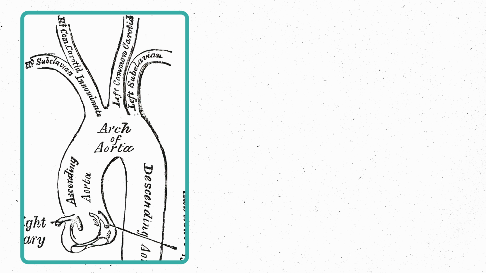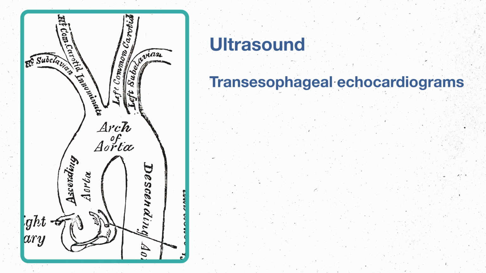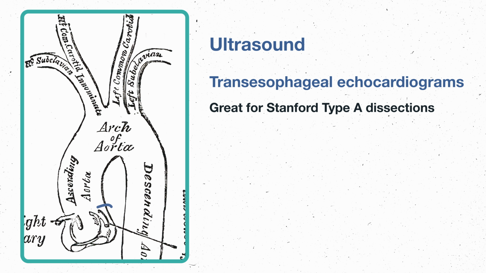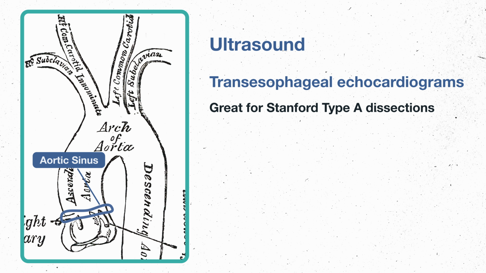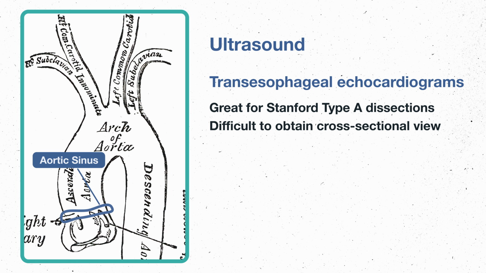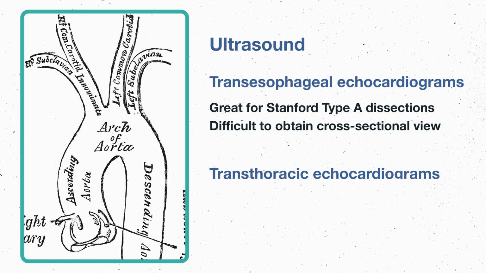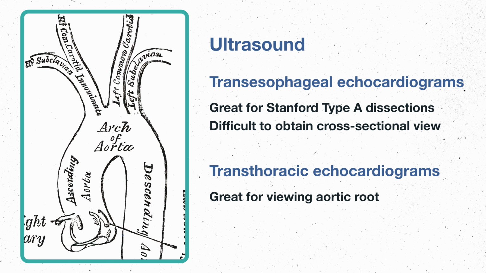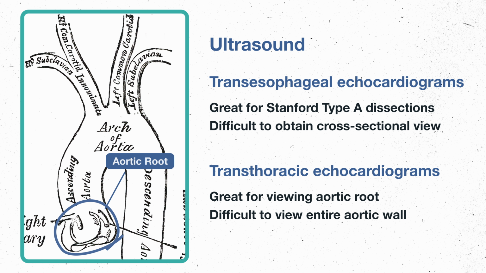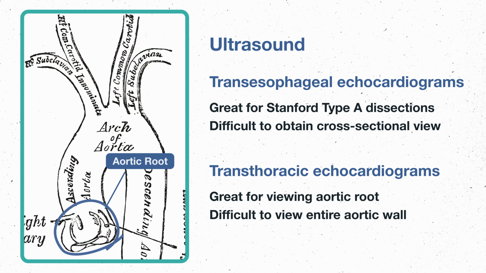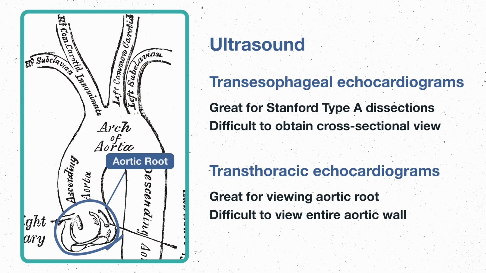To make a definitive diagnosis, transesophageal echocardiograms are particularly useful for type A aortic dissections that affect the aortic sinus. The pumping action of the heart makes it difficult to obtain a cross-sectional view of the affected structures, though. Transthoracic echocardiograms are great for looking at the aortic root, but they struggle to accurately see the entire aortic wall. For that reason, transthoracic ultrasounds are good as a screening tool.